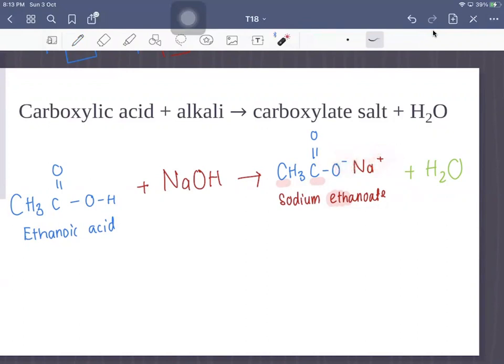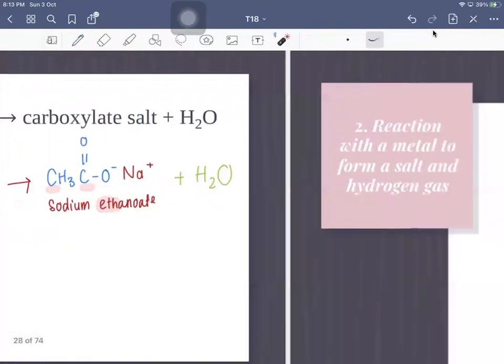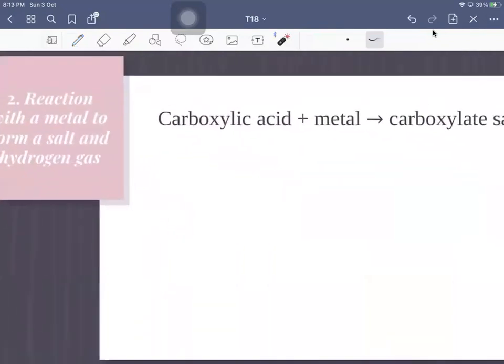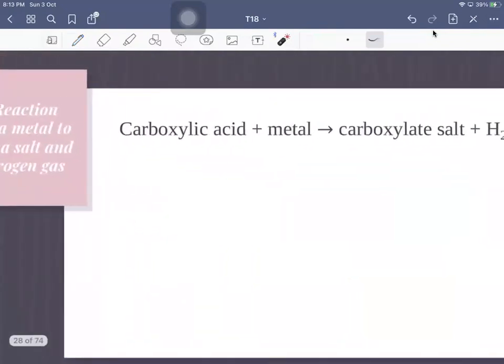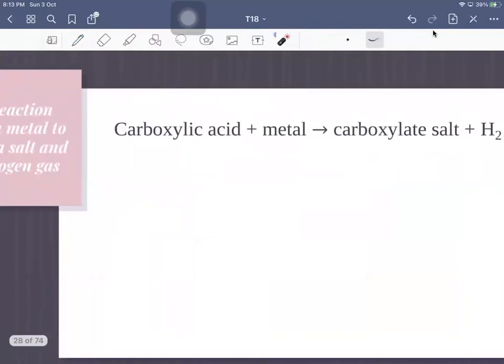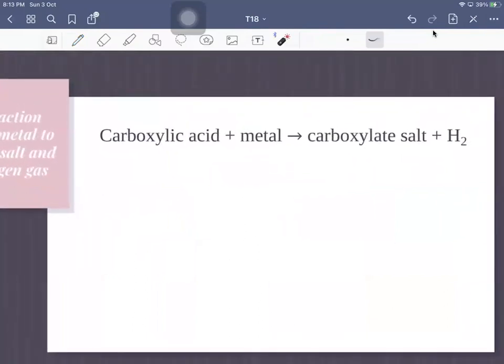The next reaction we're going to look at is the reaction of carboxylic acid with metal. Just like a normal acid-metal reaction, you would form a salt and hydrogen gas. This time the salt will be a carboxylate salt. I'm going to use a different acid just so you can see that it works with any acid.